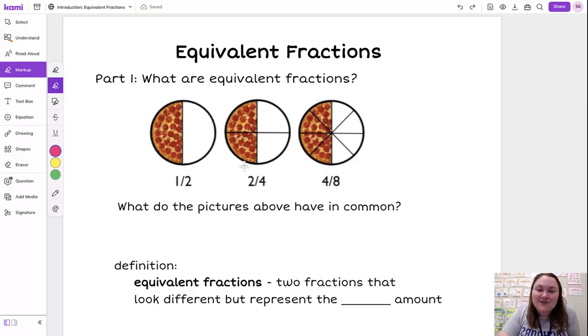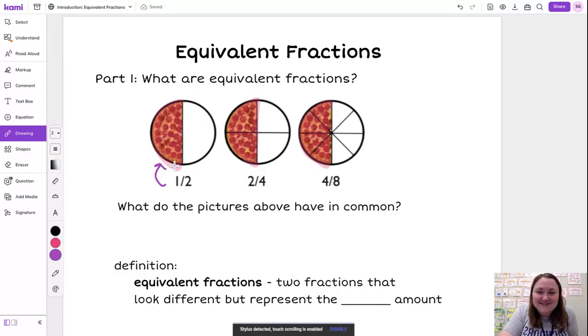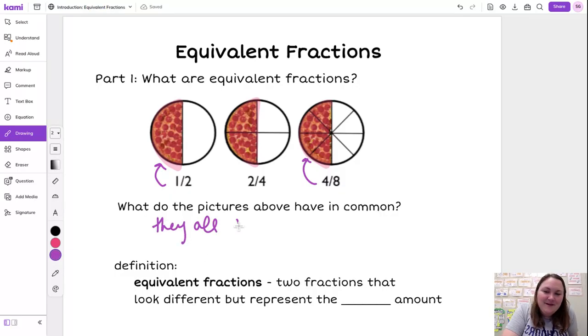Well, when I look at the pictures and focus specifically on how much pizza there is, 1/2 of a pizza and 2/4 of a pizza and 4/8 of a pizza are cut differently, but they represent the same amount of pizza. If I were to eat this one big slice of pizza, and you were to eat these 4 slices of pizza, we are eating the same amount of pizza. What do the pictures above have in common? They all represent the same amount.